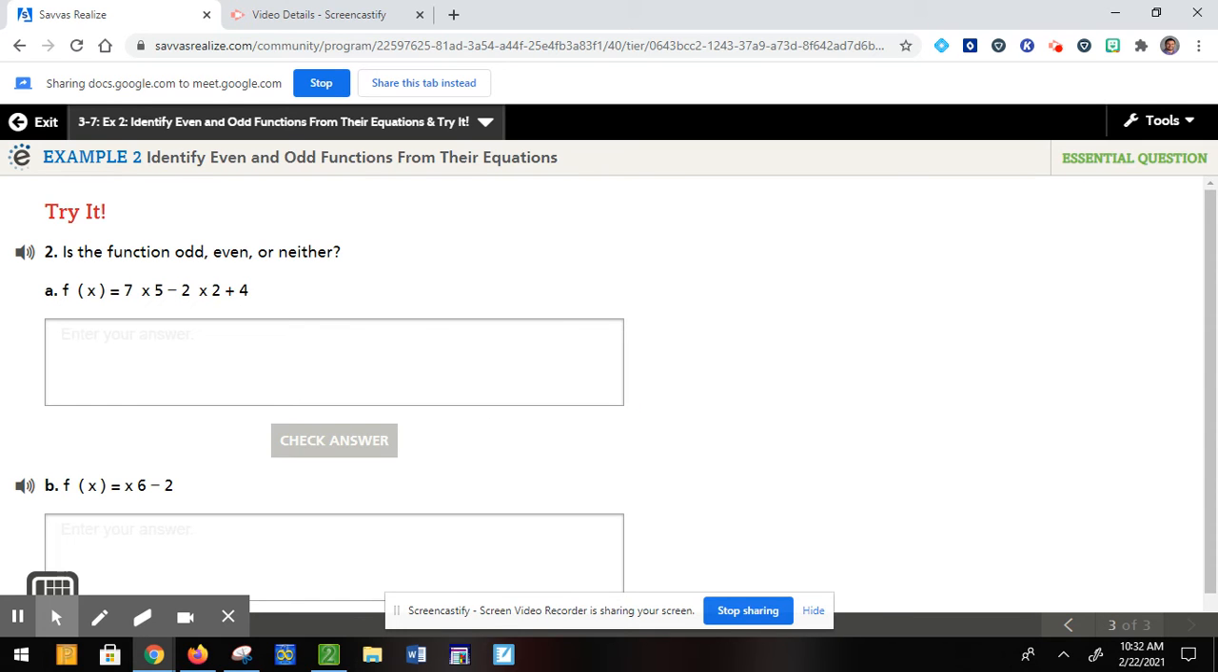There we go. So now you've got 2 to try on your own. So again, the test is you substitute or evaluate the function for negative x and see what you come up with. Depending on what you end up with is going to tell you whether it's odd, even, or neither. So give both a try and come on back.